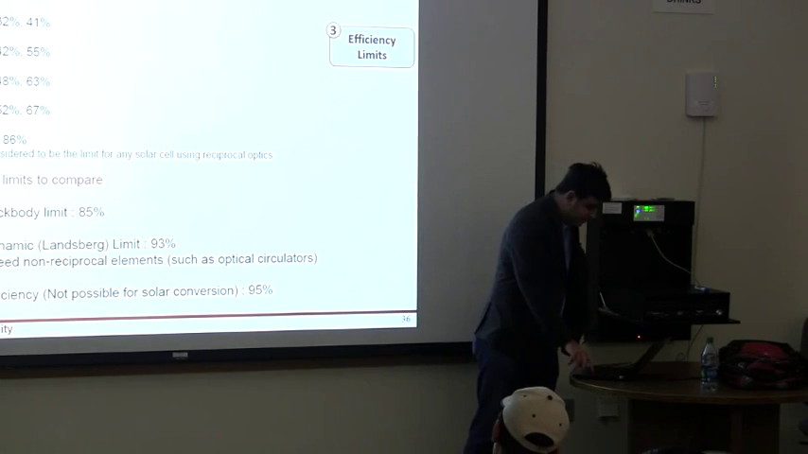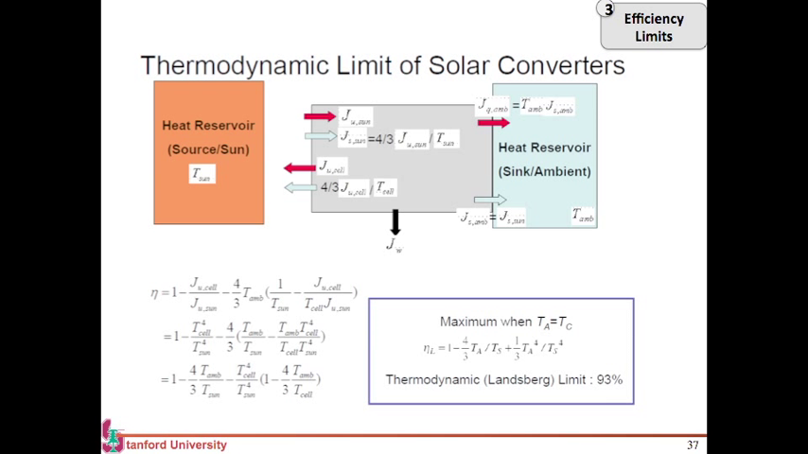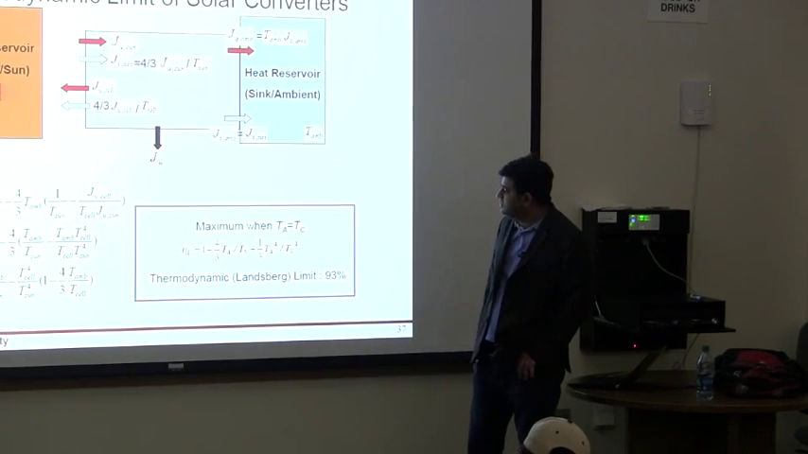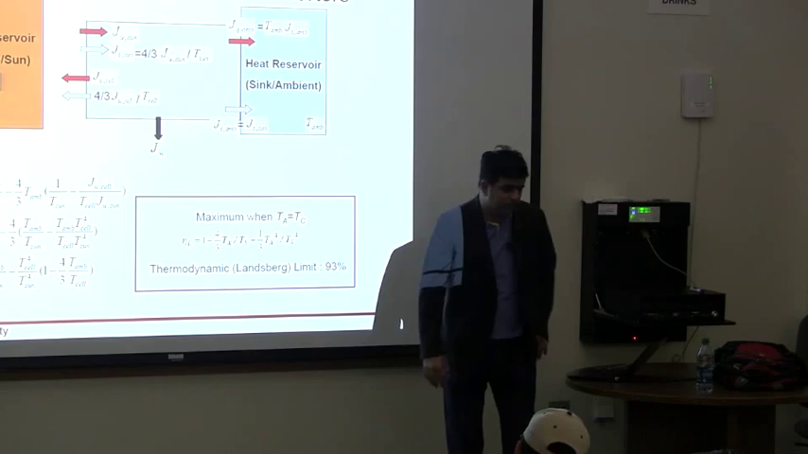A more fundamental limit which comes from thermodynamics is called the Landsberg limit, and it has that same formula, the temperature of your cell versus the temperature of your sun, but it has an extra term which comes from the heat exchange analysis, because you have a heat reservoir and this medium and so on. Even if you had an infinite number of these layers stacked up, the limit is 93%. And one of the options you have for doing your project is studying more on these limits.